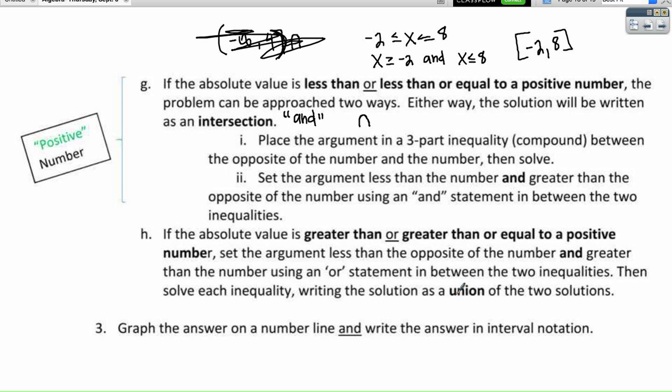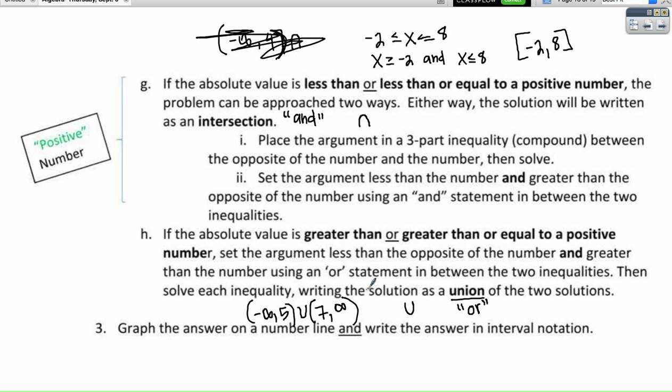But this time it says a union of the two solutions. So union is when we're talking about or. And the symbol for a union is like a U. So and looks like an upside down U, and or for union is a U like that. That would be written in between. This one's a little bit easier to think of, like if I were to say negative infinity to 5 or 7 to positive infinity. So that's like an or statement if you ever see that. That's what that means. Okay, graph the answer on a number line and write the answer in interval notation.